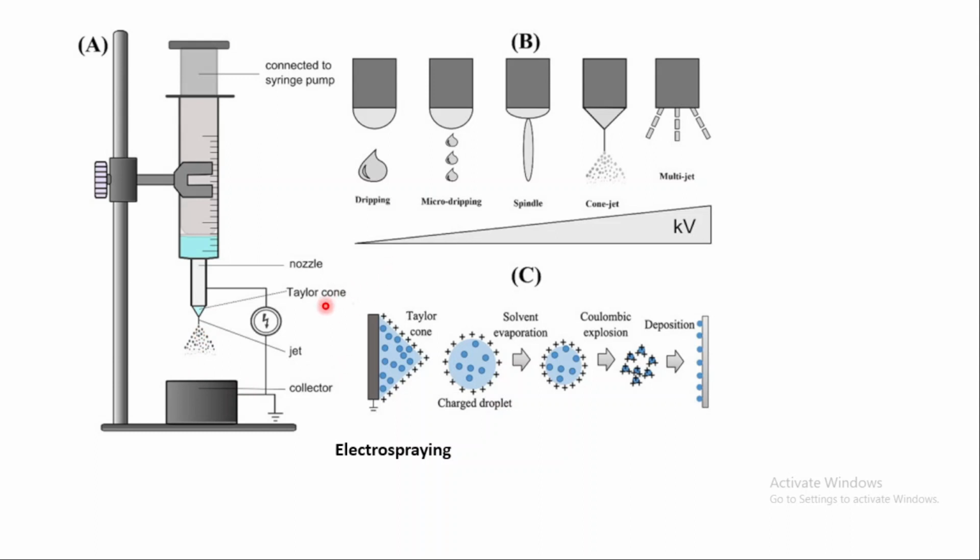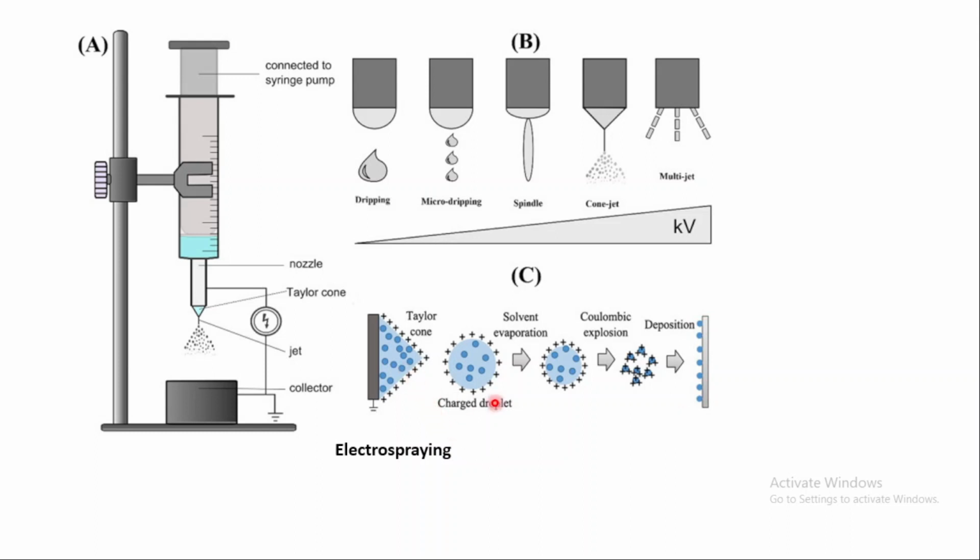So there are different modes of electrospraying, and depending on the voltage there can be variations: the dripping method, micro dripping method, spindle, cone jet, and multi jet. So these are all modes of electrospraying in which the starting nanomaterial solution is sprayed through the Taylor cone onto the collector in the presence of kilovolt voltage. Here it shows increasing voltage to form a deposition of nanomaterial.